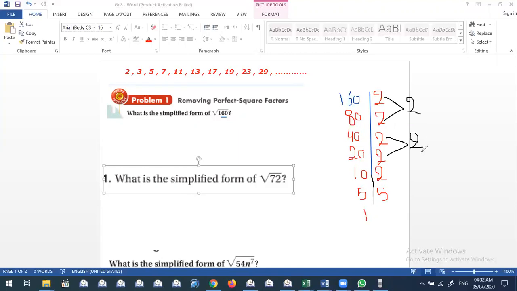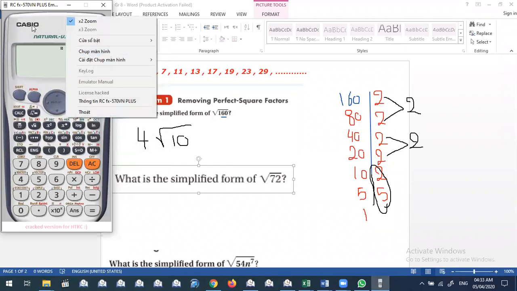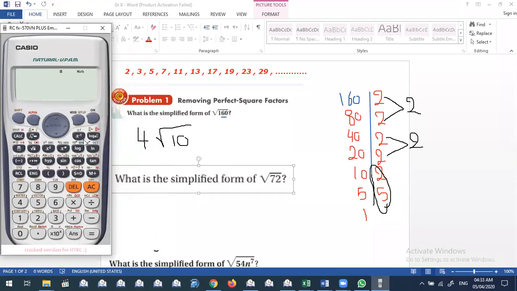So 2 times 2 is 4. Put 4 outside the square root and write the square root. What are the remainder numbers? The remainder numbers are 2 and 5. 2 times 5 is 10. So the answer is 4 square root 10. You can check your answers by using a calculator. Open your calculator and write square root 160 equals, and the answer is 4 square root 10. But these are the steps.